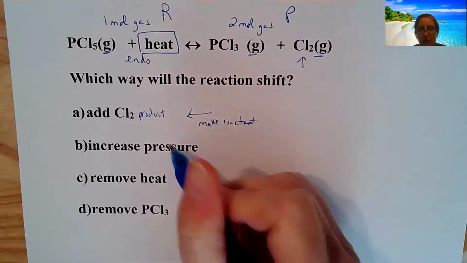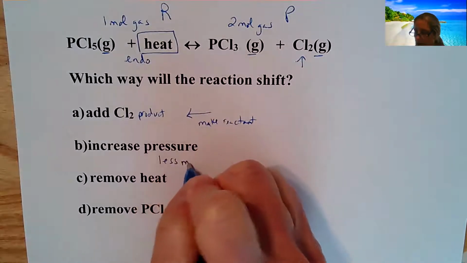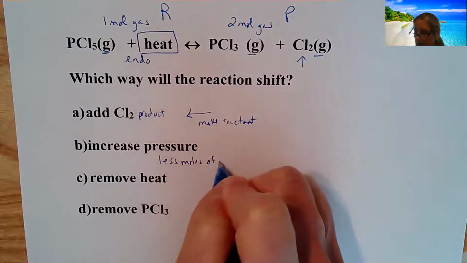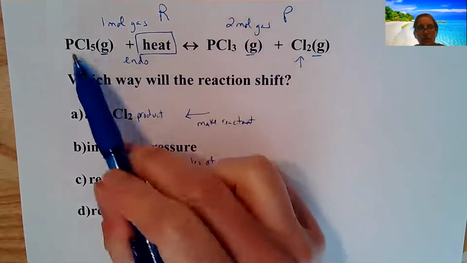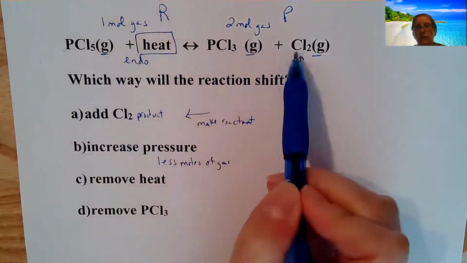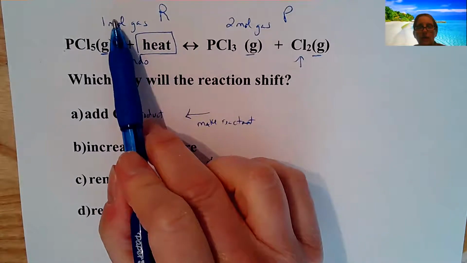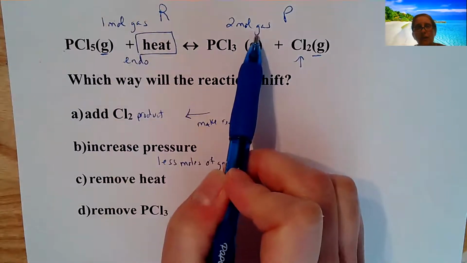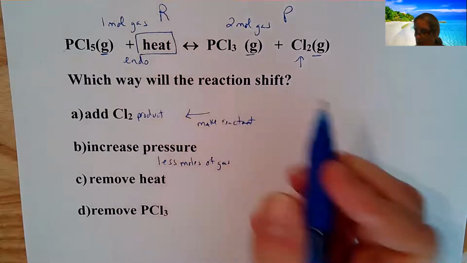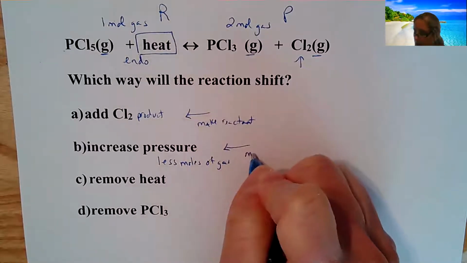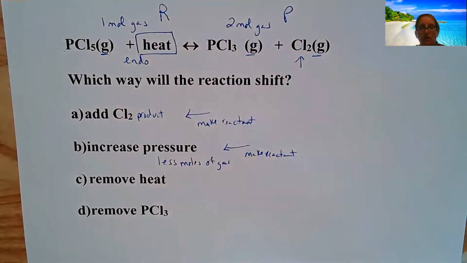Increased pressure. Okay, so the rule is if I increase pressure, I want to go to the side with less moles of gas. Okay, so what you have to do is look at the balanced chemical equation. Again, you're looking at the stoichiometry and seeing how many moles of gas you have on each side. So I have 1 mole of gas on the reactant side. I have 2 moles of gas for this particular reaction. So if I'm shifting it to the side with less moles, that means I'm going to make more reactant. So it's going to shift left.